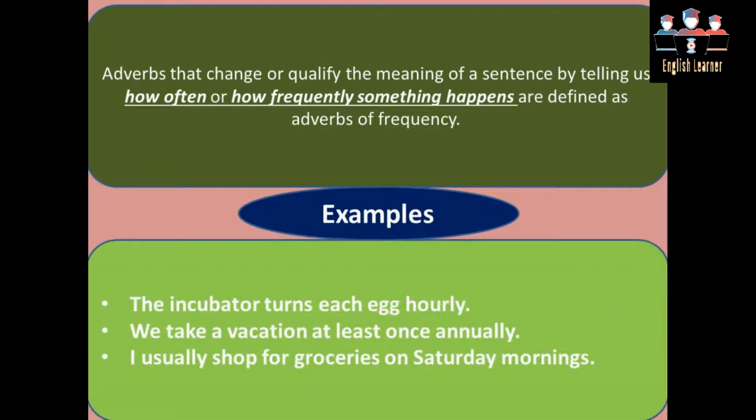Number one, the incubator turns each egg hourly. Now, in this sentence, hourly is indicating how often. Example number two, we take a vacation at least once annually. In this example, once annually is indicating how often or how frequent. Example number three, I usually shop for groceries on Saturday mornings. In this example, usually is indicating how often she shops for groceries.